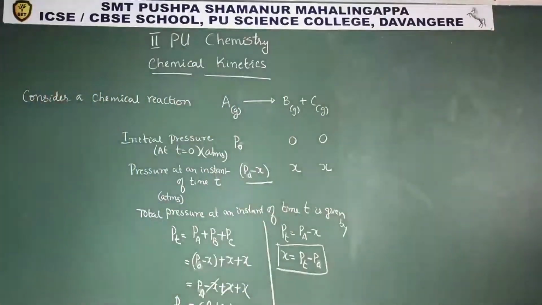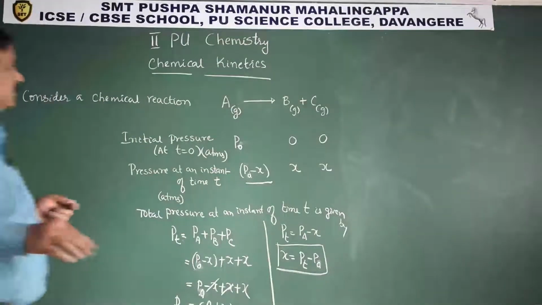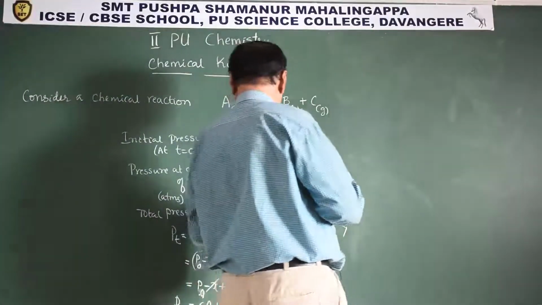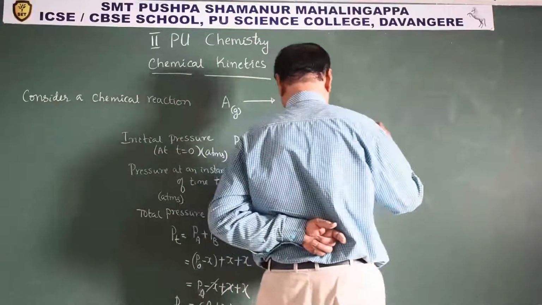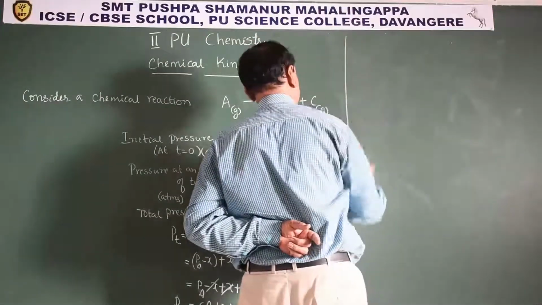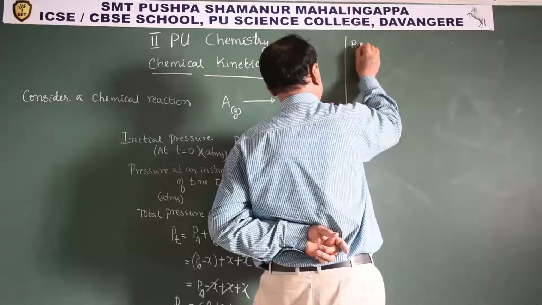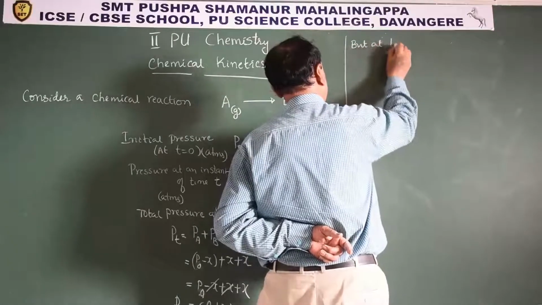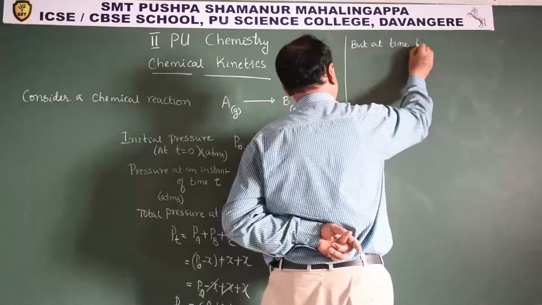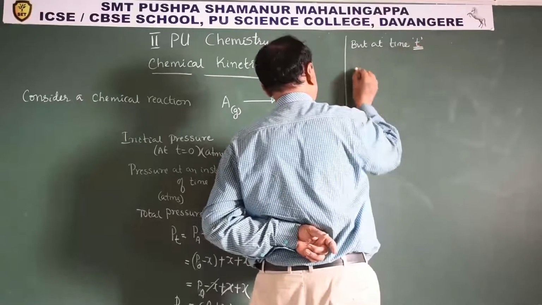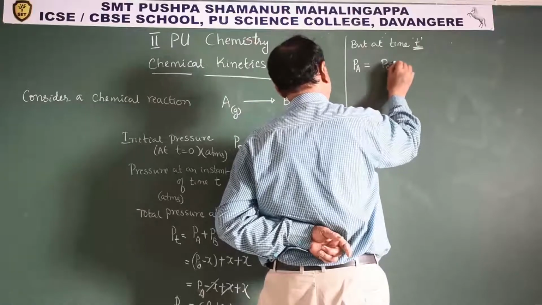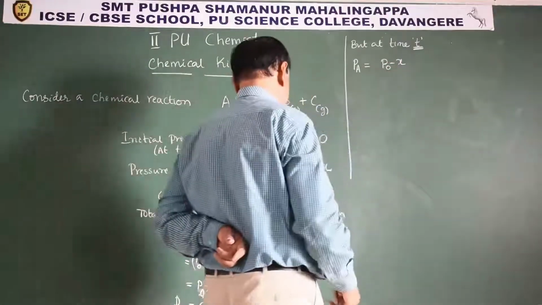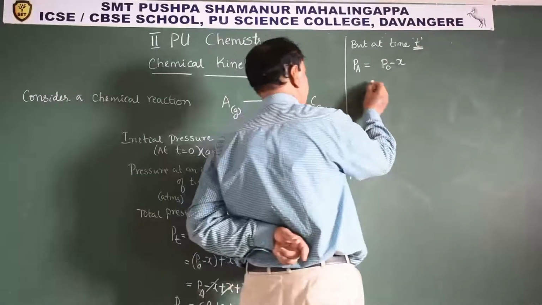X is equal to Pt... but at time t, Pa is equal to P naught minus x. Substitute the values.